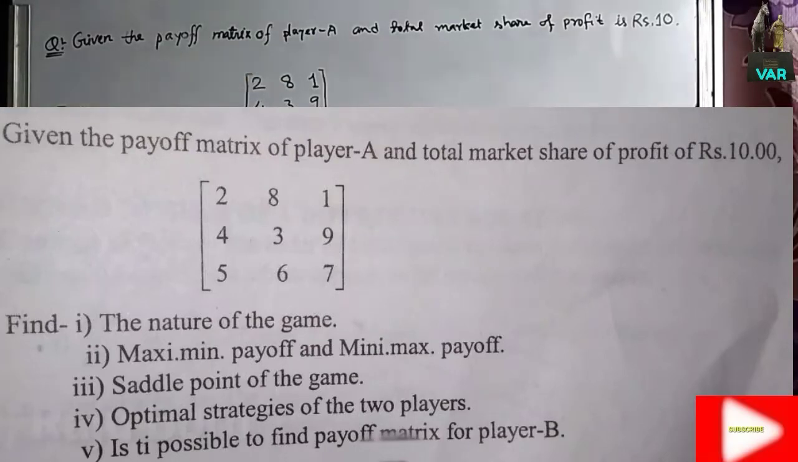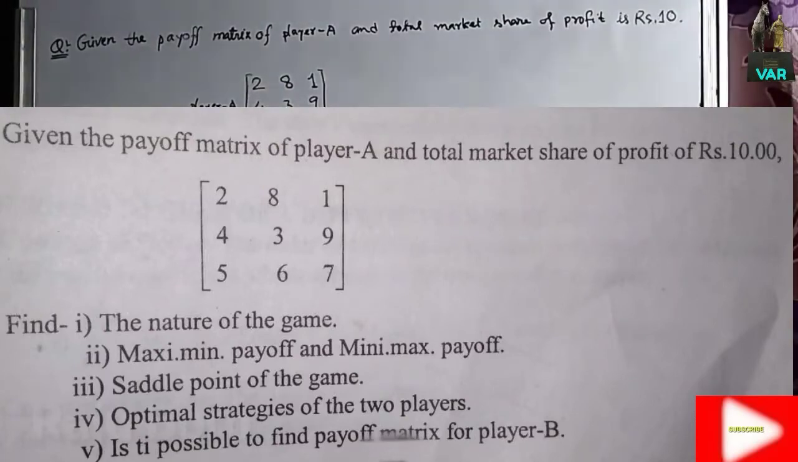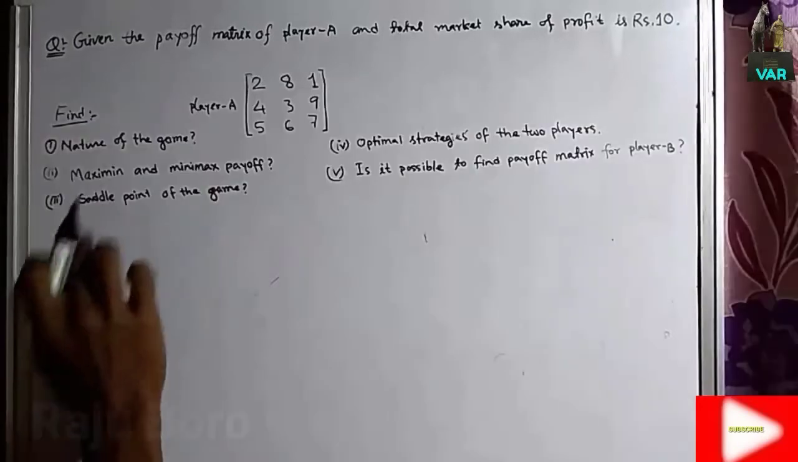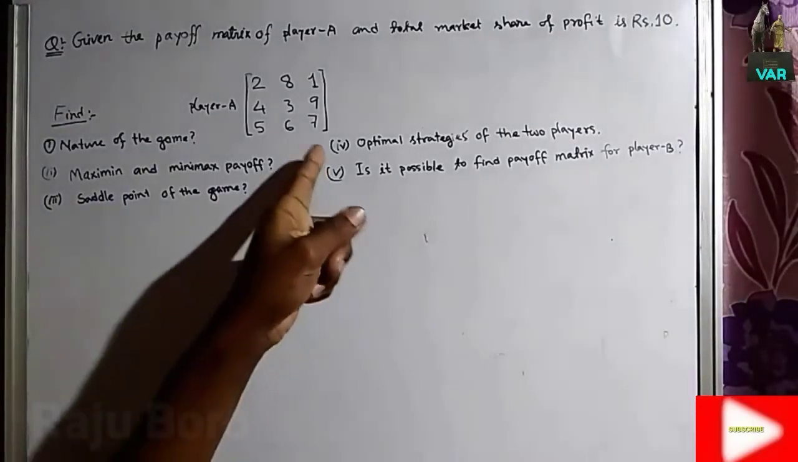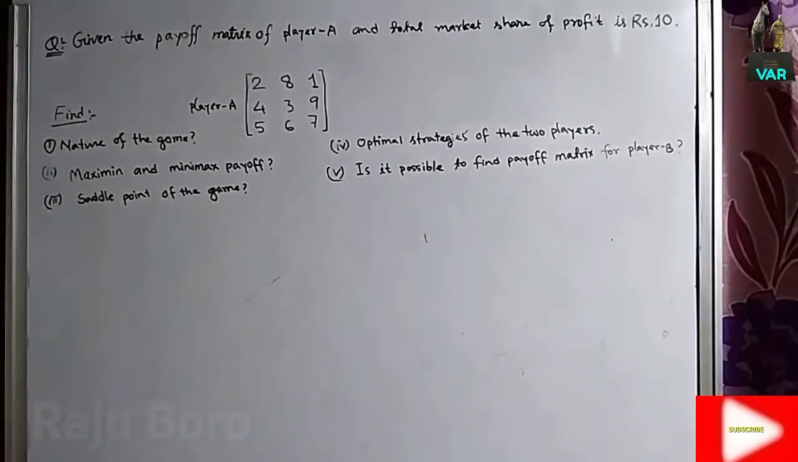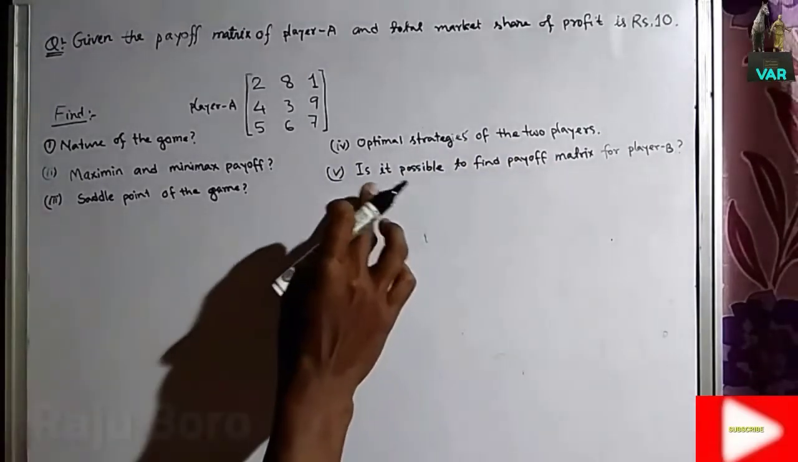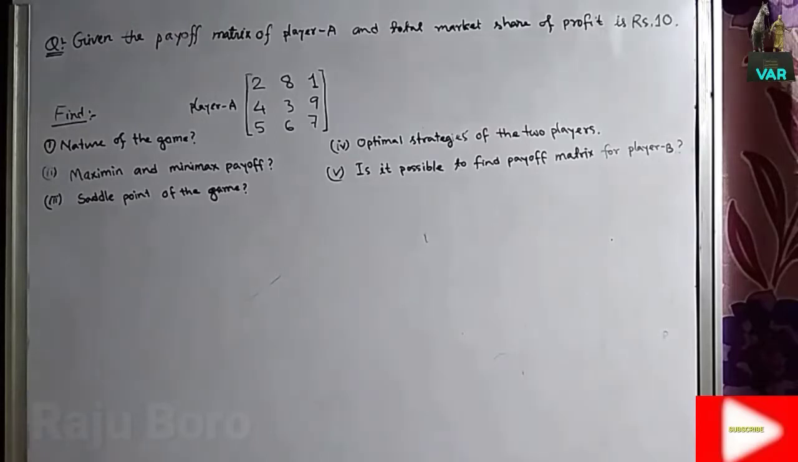Given the payoff matrix of player A, and the total market share of profit is ₹10. This is the payoff for player A. Now we have to find the nature of the game, maximin and minimax payoff, saddle point of the game, and optimal strategies of the two players. And the last question is, is it possible to find the payoff matrix for player B? So let's start from question 1.